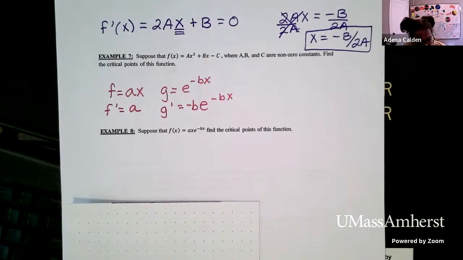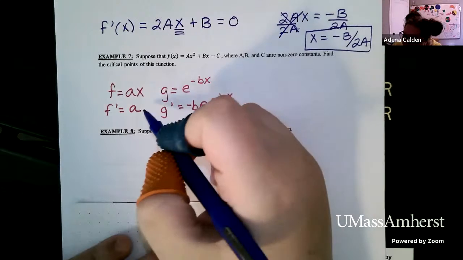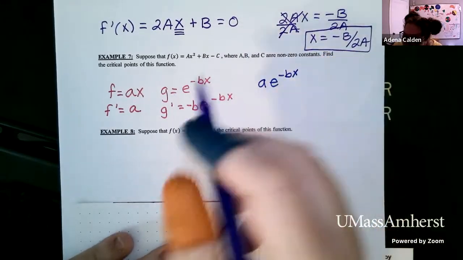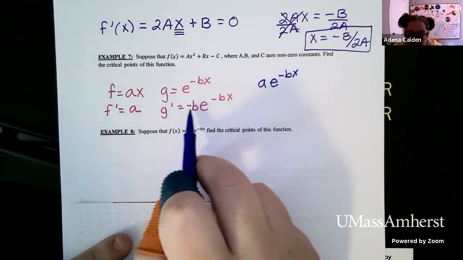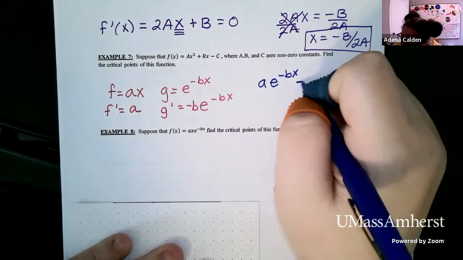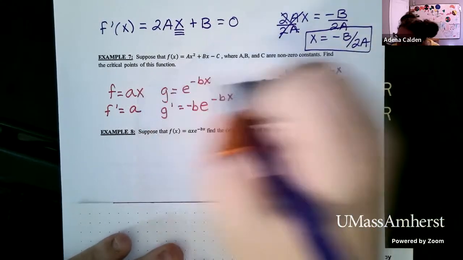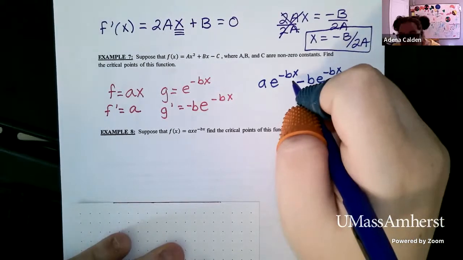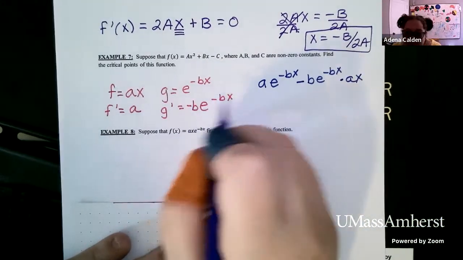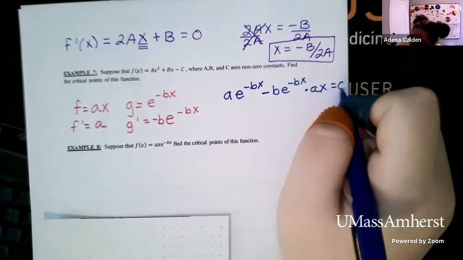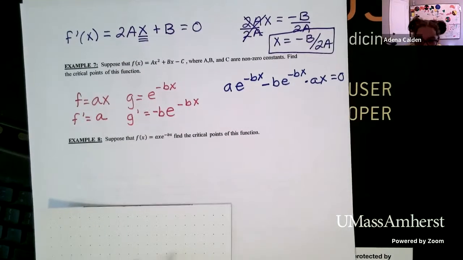So now that we have the pieces, we want to put them together to get the derivative of this function. So we're going to do f prime times g, so we have a times e to the negative bx, plus g prime times f. But since there's a negative here, I'm going to write negative b e to the negative bx times ax. So again, it was plus, but since this was a minus, you could do plus negative. It's the same thing. So our first derivative looks like this, and we're interested in when that equals 0.